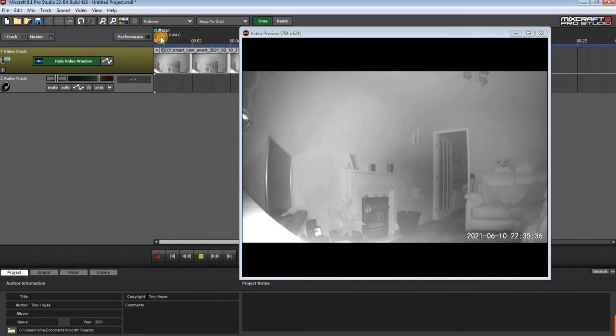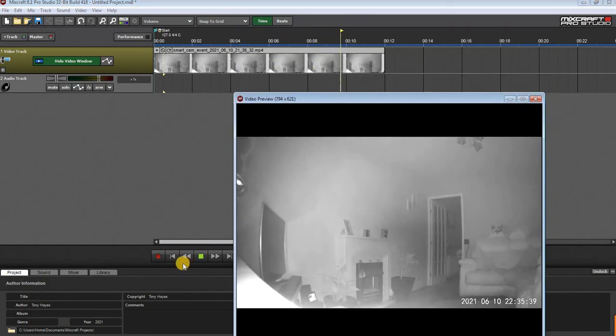There is a glitch in this. Yeah, the frame sort of judders.